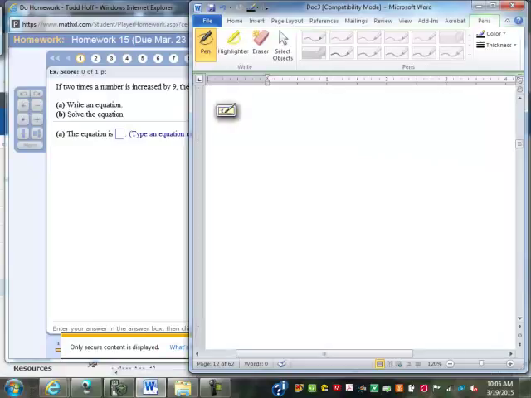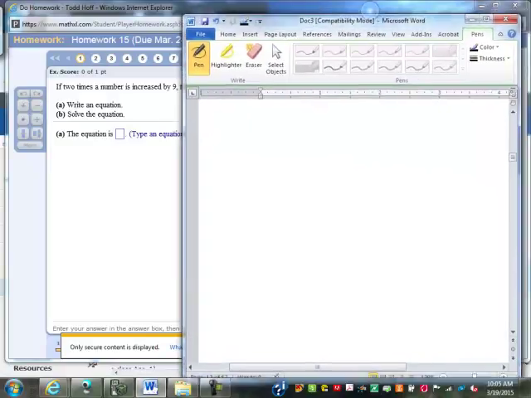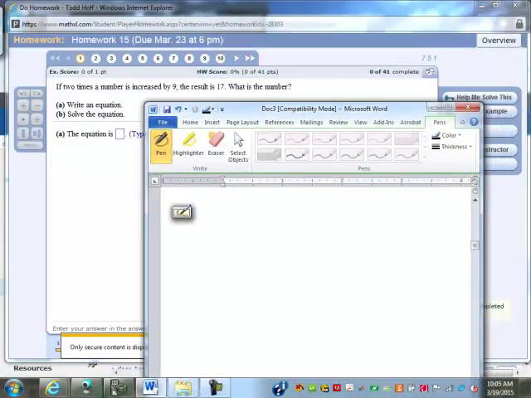Just to start off with. So here we have, it says, 2 times a number increased by 9, the result is 17. So the first step is to write the equation. What's it going to be?